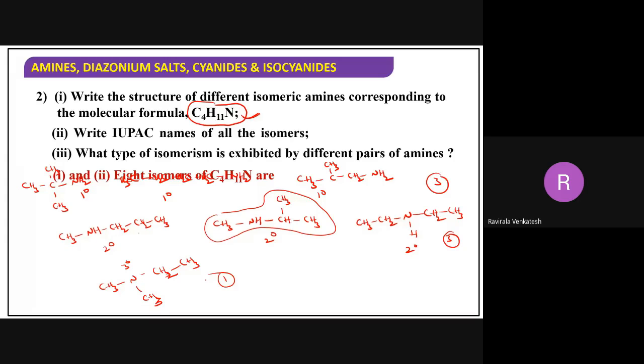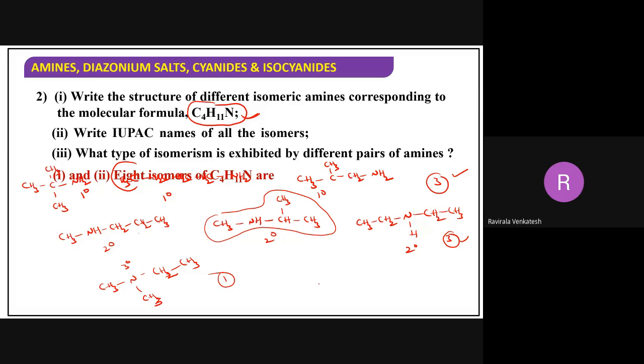Now they are saying: write the structures of different isomeric amines corresponding to the formula C4H10. Write the IUPAC names. Write the types of isomerism exhibited by the different pairs of amines. How many are they getting? 8 isomers. 8 means here how many did we get? 3, 6, 7. One more if you want, we can do.